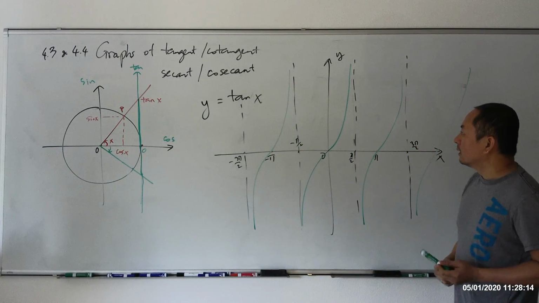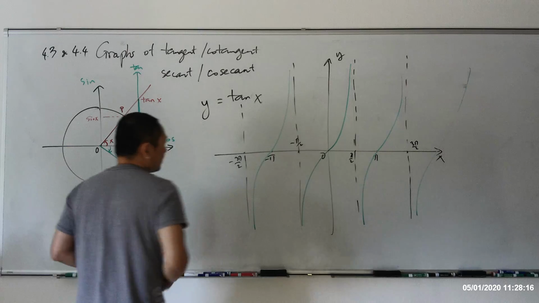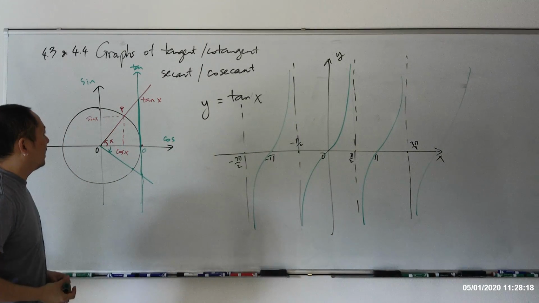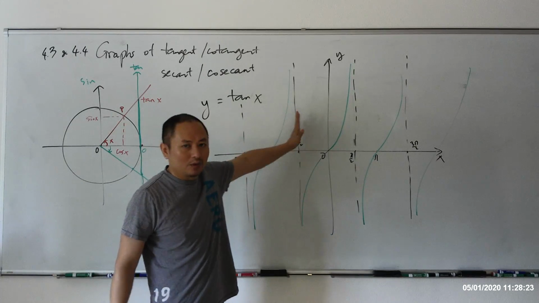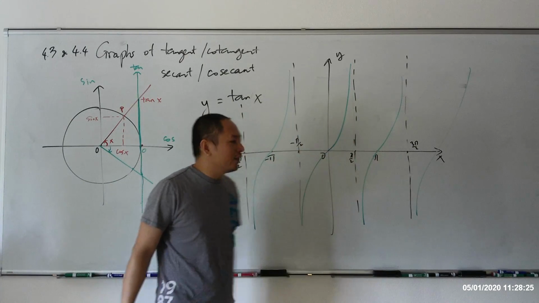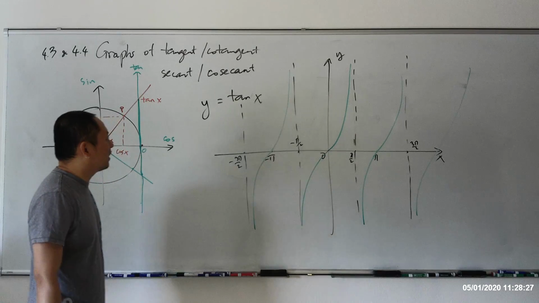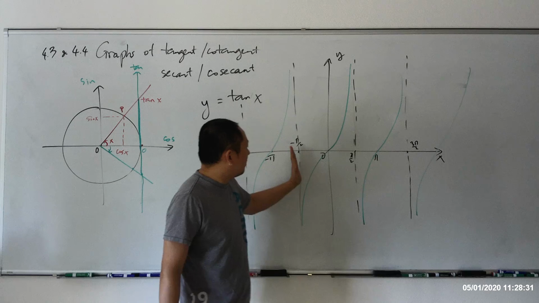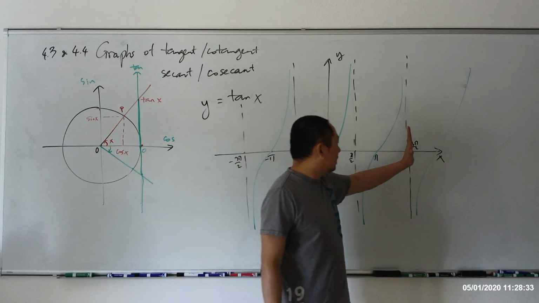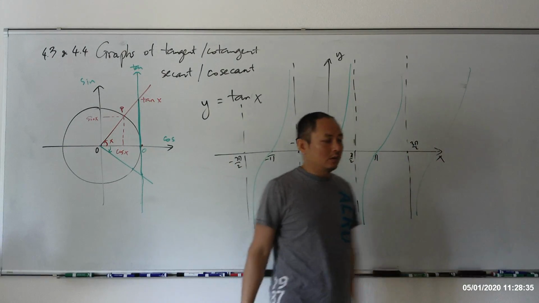Okay. All right. So there's one thing that's different between tangent and the sine and cosine functions. The tangent function has asymptotes. You see vertical asymptotes, a lot of vertical asymptotes, infinitely many vertical asymptotes. At where? Negative 3 pi over 2, negative pi over 2, pi over 2, 3 pi over 2, and so forth and so on.